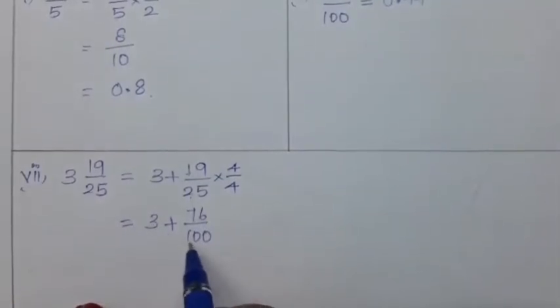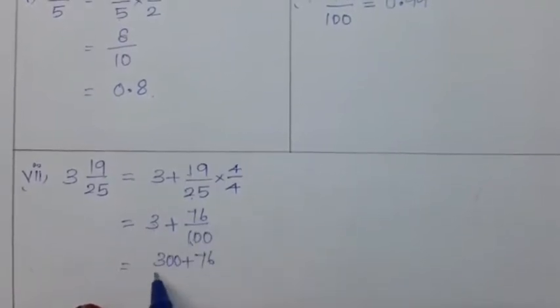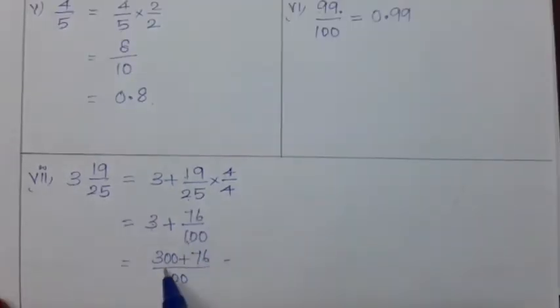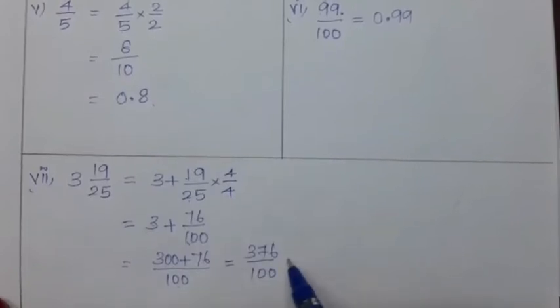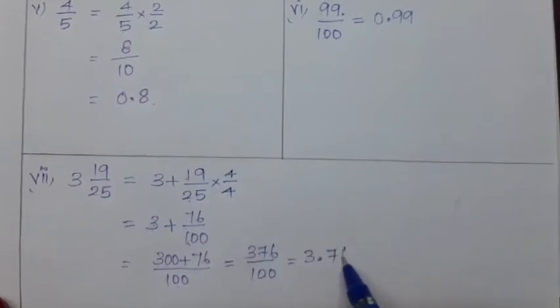Now take this cross multiplication here. 3 100s are 300 plus this 76 whole divided by this 100. This is what we call cross multiplication. By adding 300 with 76, we get 376 divided by 100. By dividing 376 by 100, we get 3.76, which is the required answer.